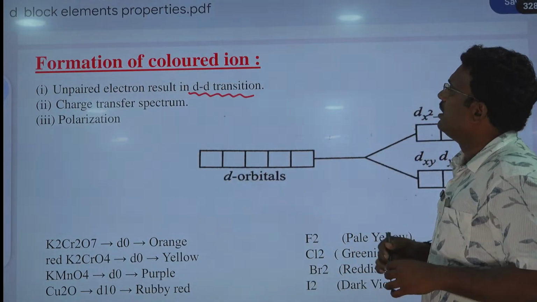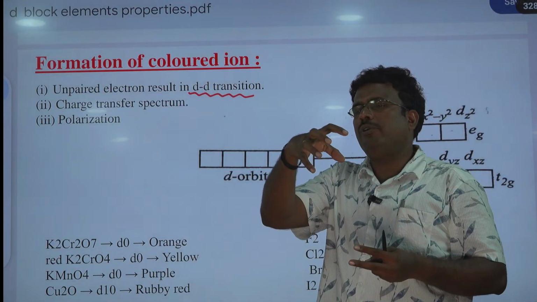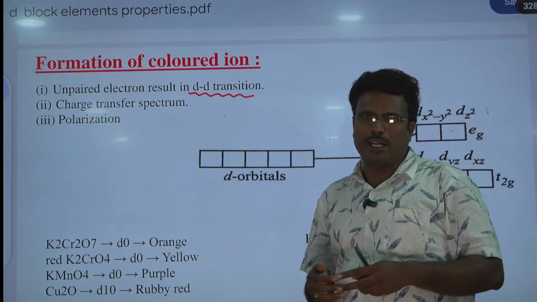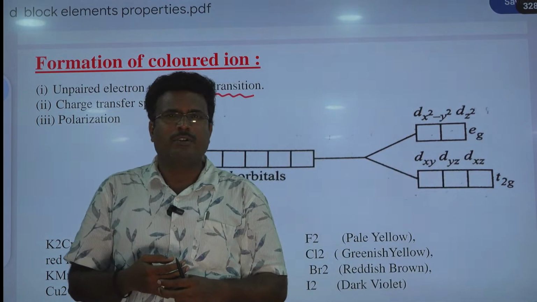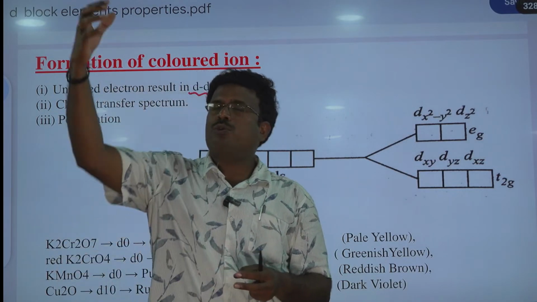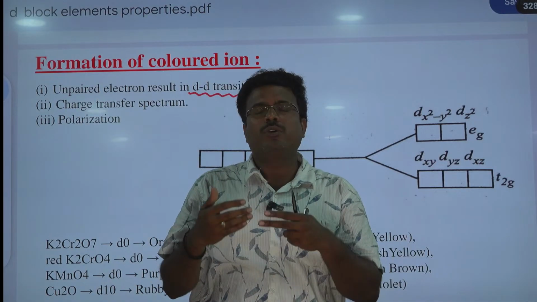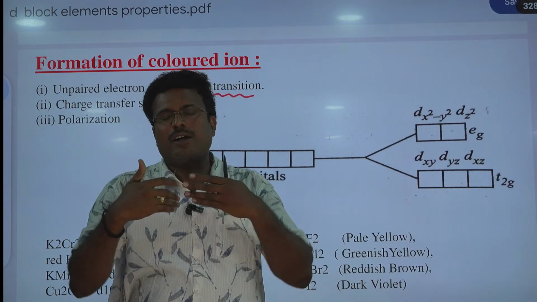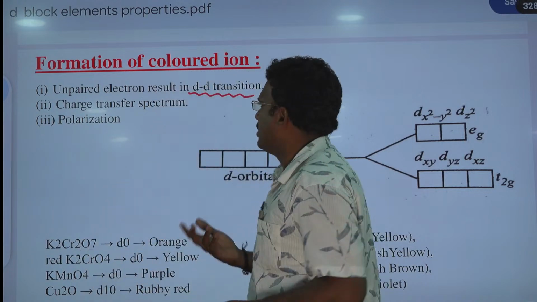So why are the compounds colored? Because light is absorbed and then transmitted in all directions. You know scattering of light. Why is the sky blue? Because of scattering of light, right? Some amount of light is absorbed in the form of quanta, and some energy is transmitted in all directions in the form of quanta. That's why the colors are observed here.